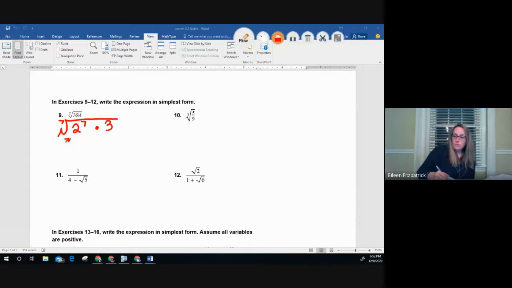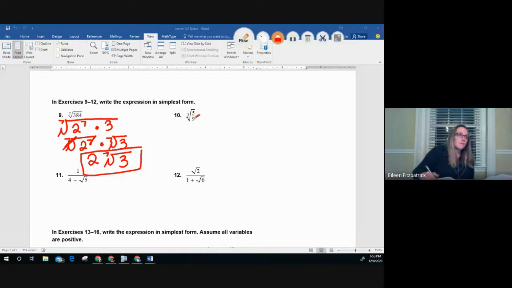Okay, so you can rewrite that as the 7th root of 2 to the 7th times the 7th root of 3. The 7th root of 2 to the 7th cancels, it's just a 2. So it's 2 times the 7th root of 3. And that would be your simplified answer.